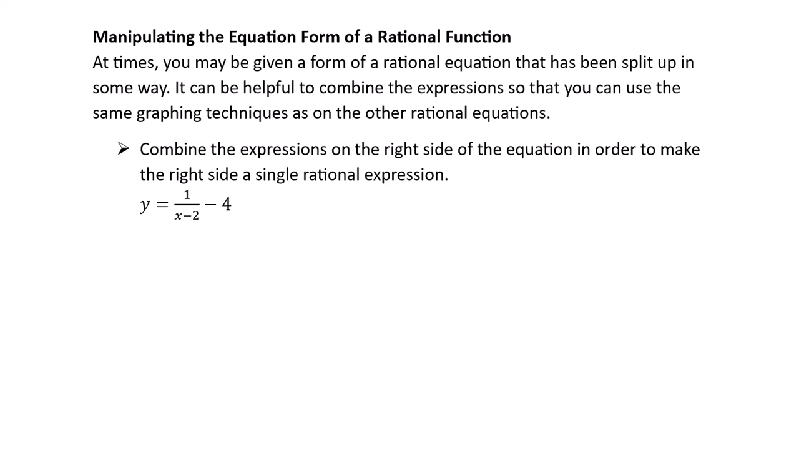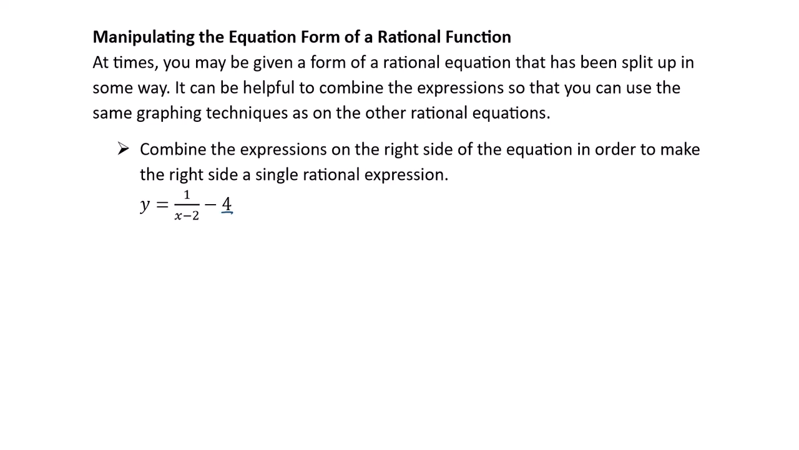Manipulating the equation form of a rational function. At times, you may be given a form of a rational equation that has been split up in some way. It can be helpful to combine the expressions so that you can use the same graphing techniques as on the other rational equations. Let's practice here. Combine the expressions on the right side of the equation in order to make the right side a single rational expression. Here I have y equals 1 over x minus 2 minus 4.